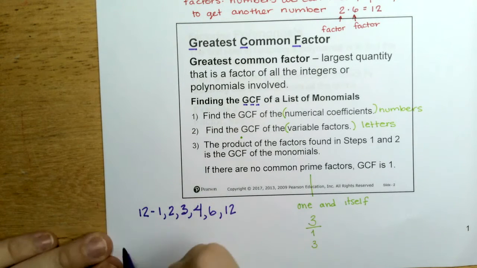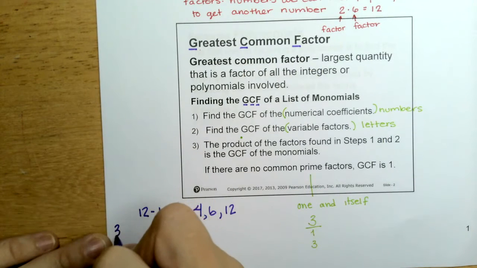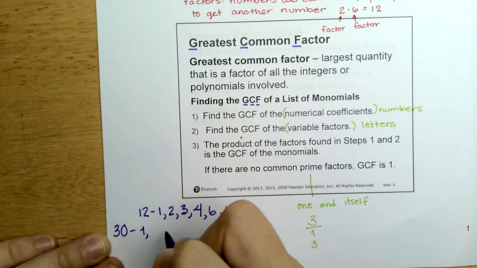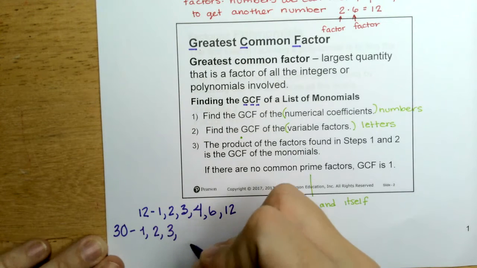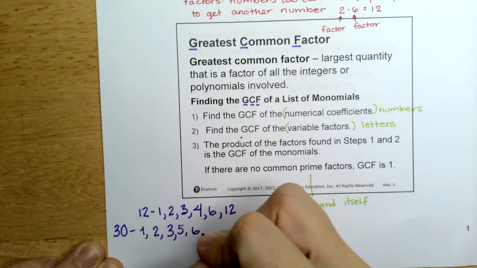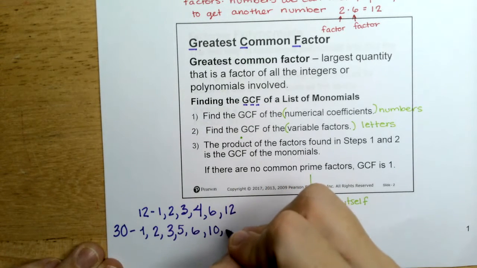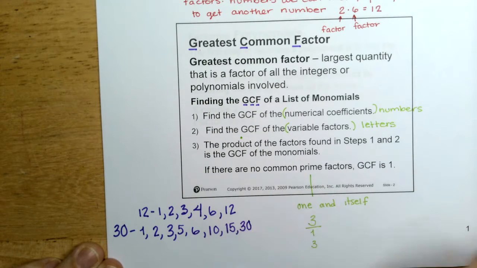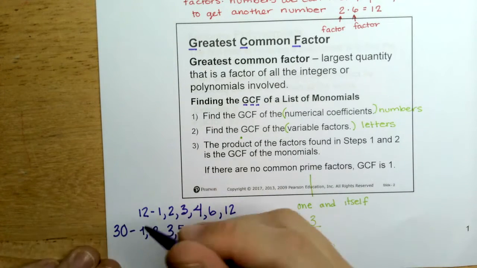Okay. To find a common factor, I need 2 numbers or more. So I'll do 30. You can divide 30 by 1. You can divide 30 by 2. You can divide 30 by 3. I don't think you can divide it by 4. You can divide it by 5. You can divide it by 6. You can divide it by 10. 30 divided by 15 is 2. And then 30 divided by itself is 1. So these are all the factors, okay?